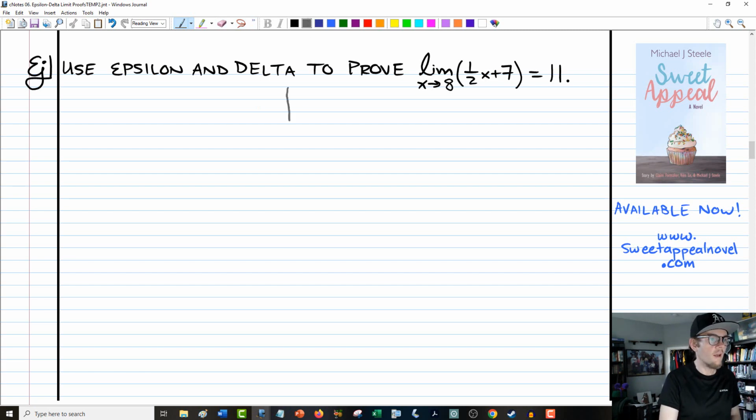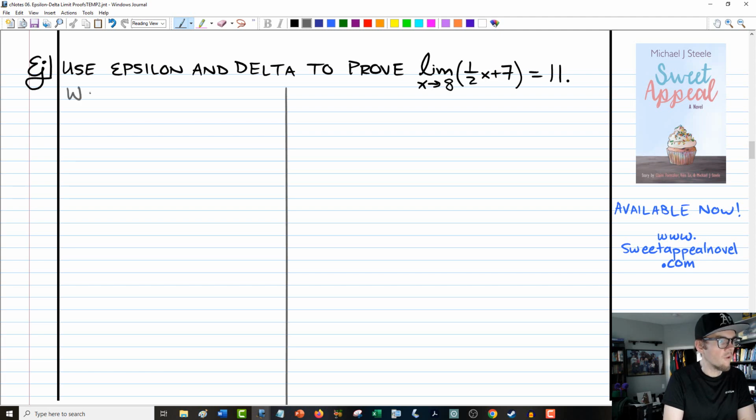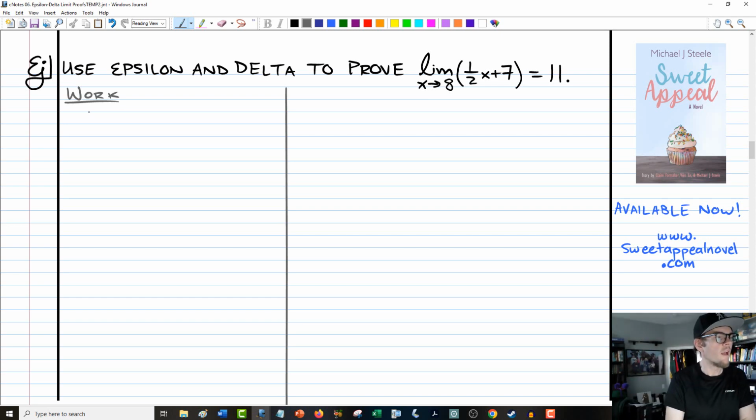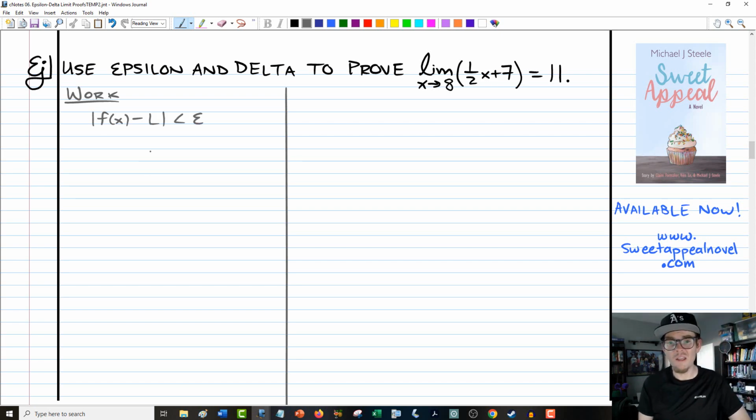And just like last time, I'm going to establish a set space for us to do our work in, and then we'll go forward and actually do the proof. So we'll do work over here. Always nice to establish this is my workspace, my place to work. As I said before, we're going to start by assuming that our result is true. Let's assume that the absolute value of f of x minus L is less than epsilon.